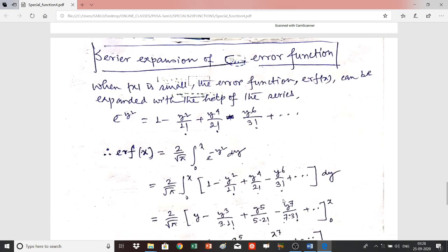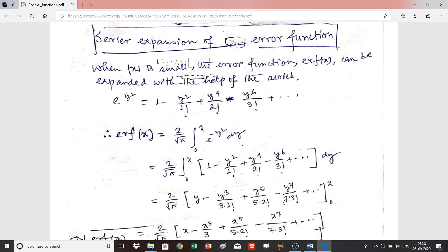Now the series expansion of the error function. We can expand the error function in series when x is small, that is, mod x should be small. The error function of x can then be expanded with the formula given for the series expansion of e to the minus y square. E to the minus y square is equal to 1 minus y square, because you know that e to the power minus x is equal to 1 minus x by 1 factorial, plus x square by 2 factorial, minus x cube by 3 factorial.